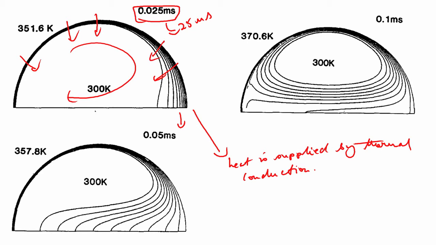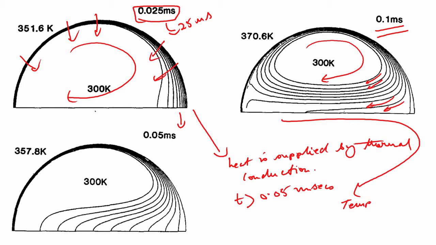Now, when we go beyond 0.05 milliseconds, so when the time is greater than 0.05 milliseconds, actually we are showing an instant of 0.1 second over here, you can see that the temperature profiles now start to mimic the streamlines. Do you see that? These isotherms are mimicking the streamlines. There is a distortion of the spherical symmetry of the temperature field.